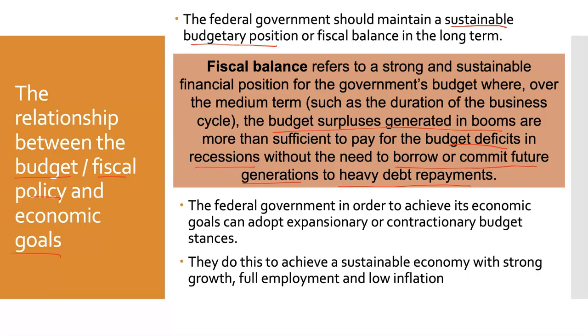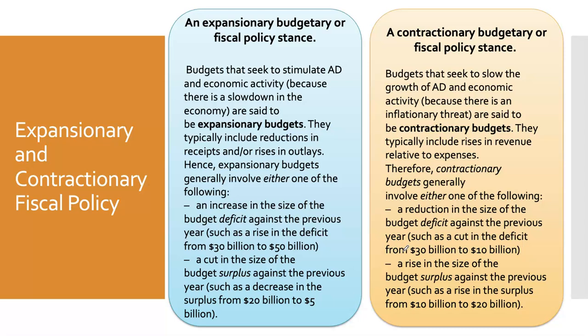And if they do this, they should achieve their economic goals, but the government will have to make a decision whether they're going to go into a surplus or a deficit, because they are going to adopt expansionary or contractionary stances depending on what's happening in the economy. And if they do this effectively, adopt deficits when needed, so expansionary policies, and surpluses, so contractionary policies, they should be able to achieve a sustainable economy which meets its goals of strong growth, full employment, and low inflation. Now that's revision.